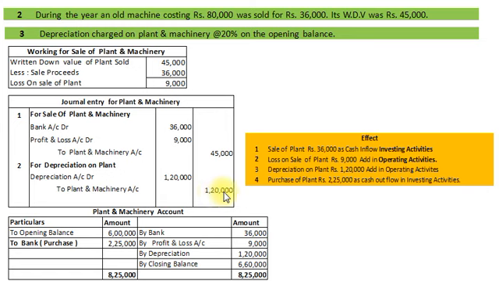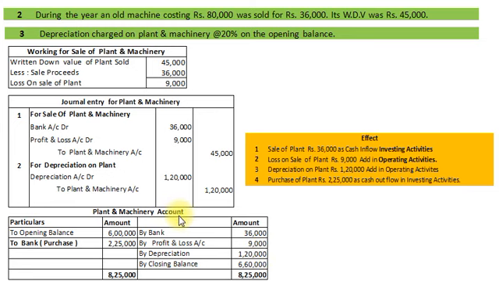Now we will prepare plant and machinery account. First of all, we take opening balance on debit side rupees 6 lakh and closing balance on credit side rupees 6,60,000. Now we will make posting of journal entries. So on plant account credit side, by bank rupees 36,000 and by profit and loss account rupees 9,000 and by depreciation rupees 1,20,000. There are no other adjustments in plant and machinery account, so we will close plant and machinery account.